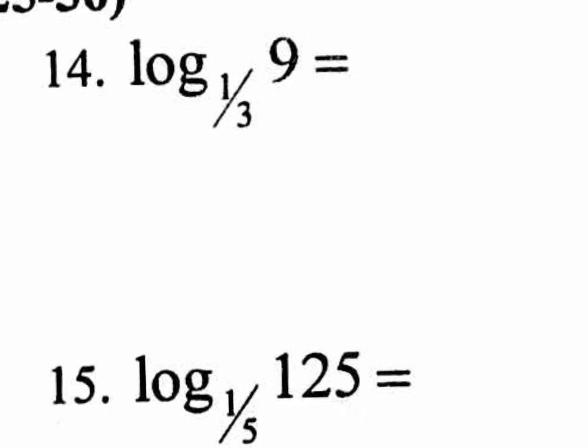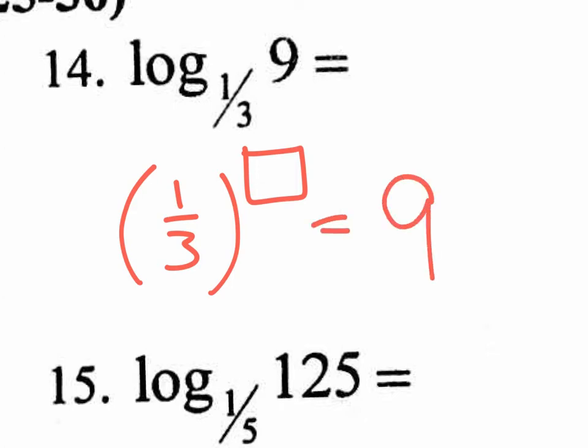Number 14, log base 1/3 of 9. Let's think about it in exponential form. I like to write it down. What's my base going to be? The same base, 1/3. So logarithm to exponential form is the base, there it is, to what power gives you that answer 9? -2. Because the negative causes the fraction to flip and it becomes positive and you have 3 squared, which is 9. So the answer is -2.